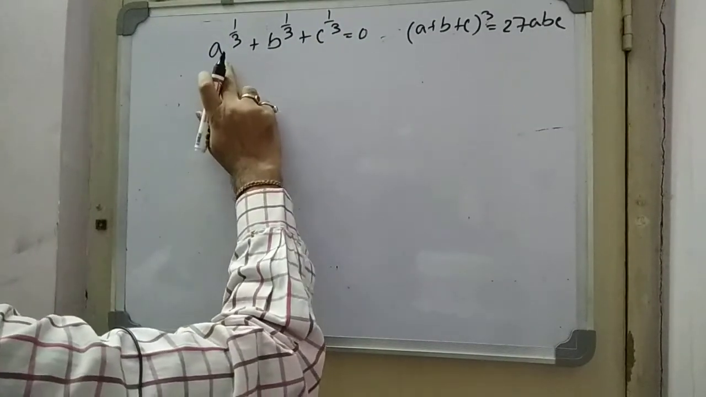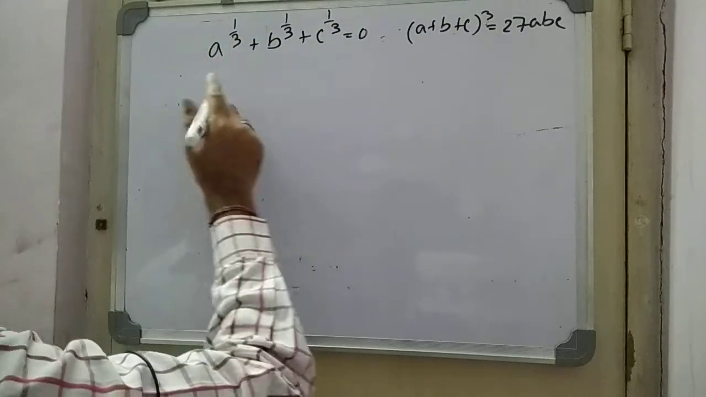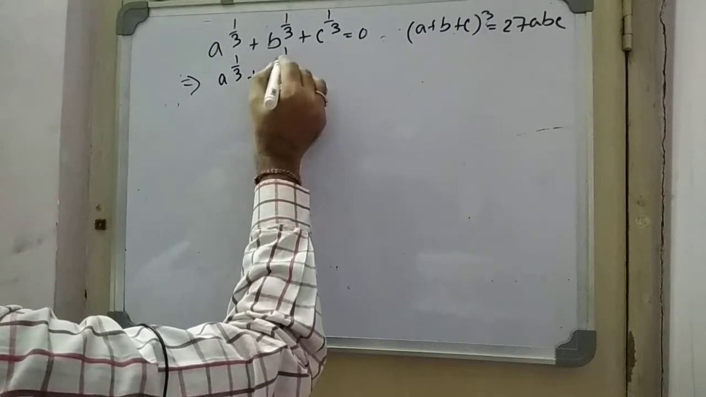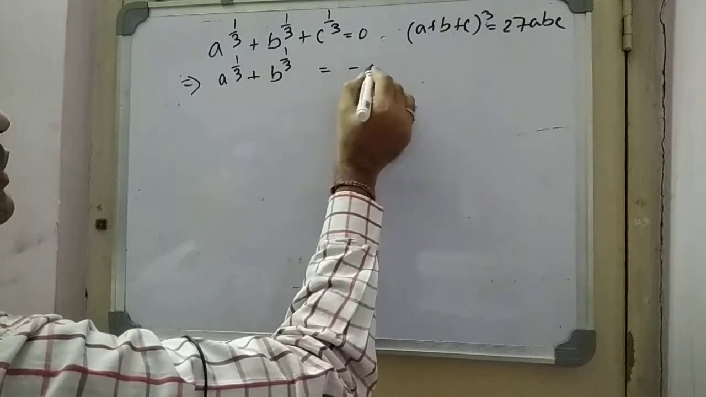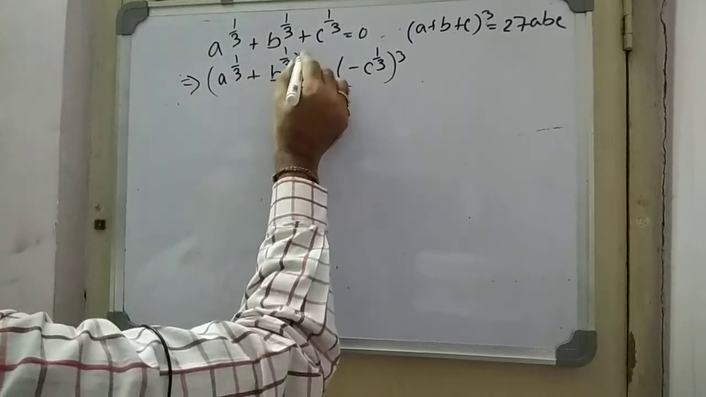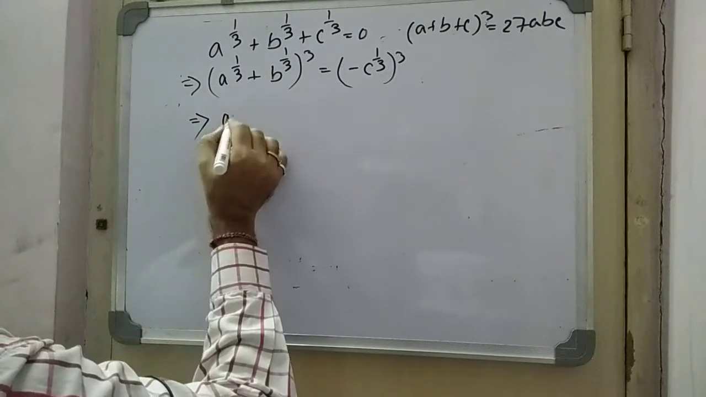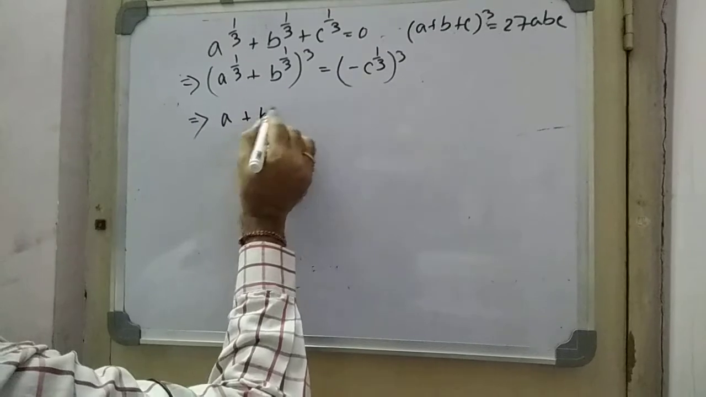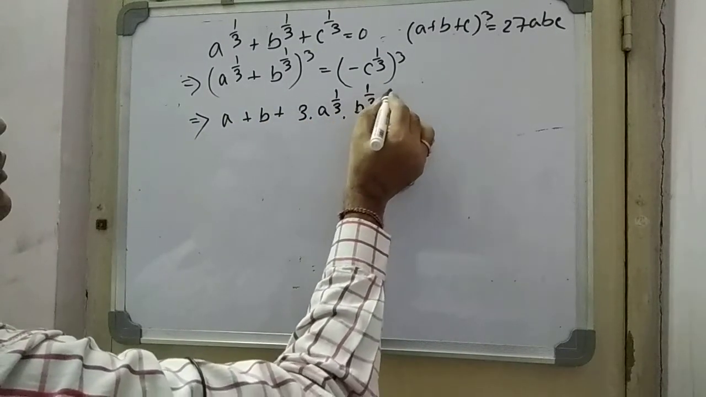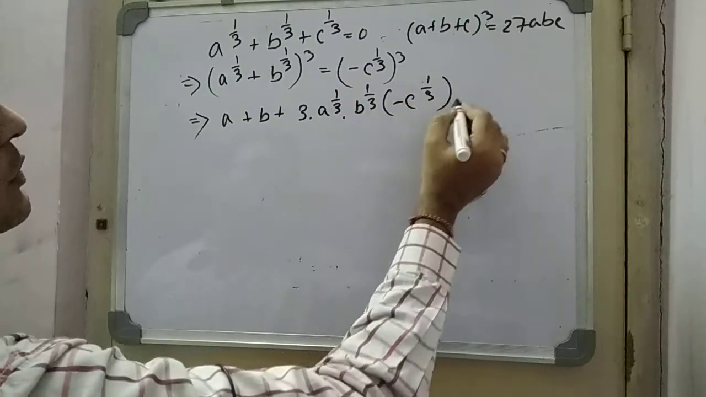Otherwise you cannot separately cube this one. But when you do the whole cube of 3, it becomes a little bit complicated. So keep the two terms on one side and the third one on the other side. Now I am doing one step jump. It becomes this. Now a cube is a, b cube is b, 3ab into a plus b is minus c to the power 1 by 3.